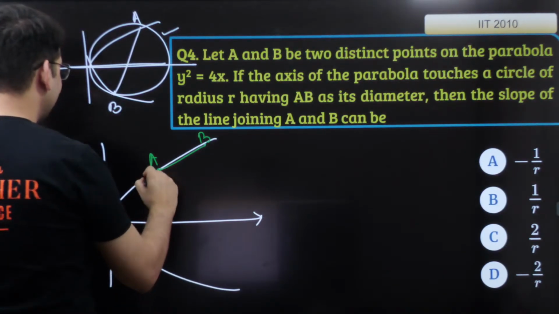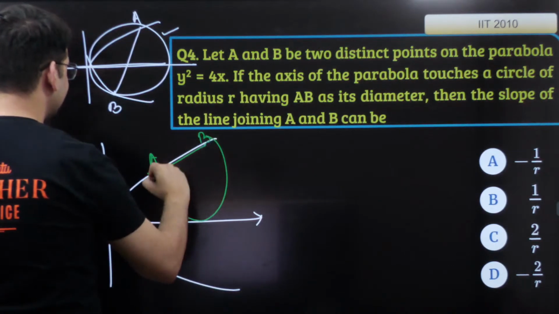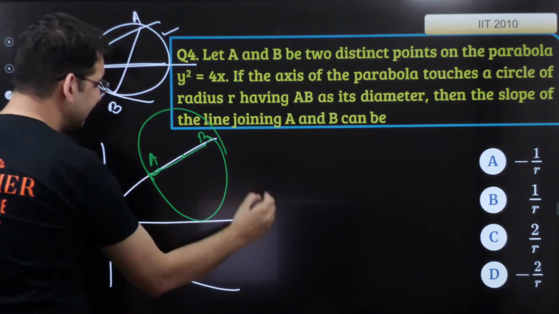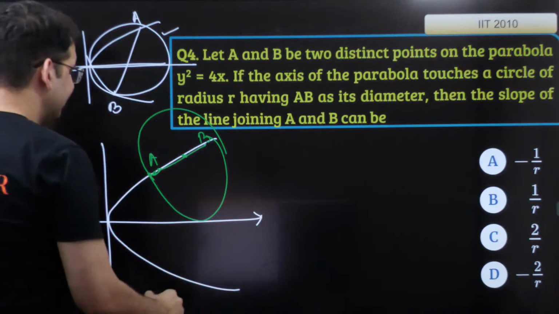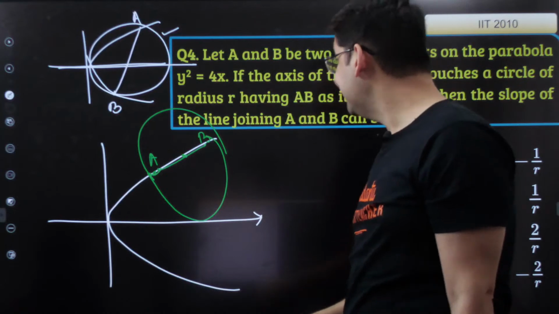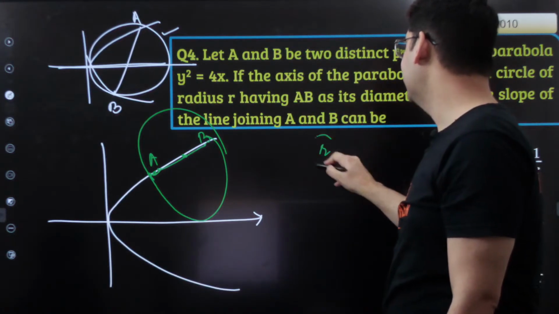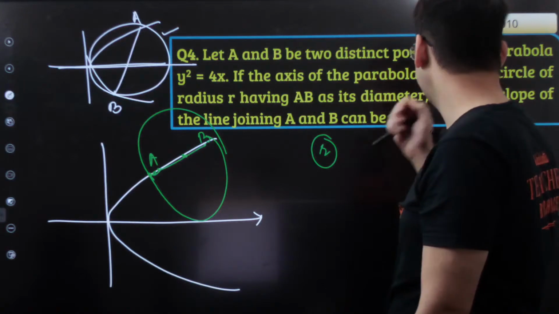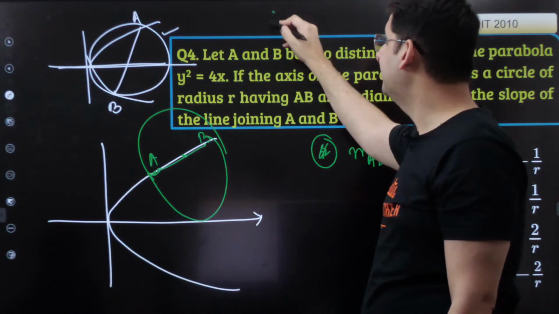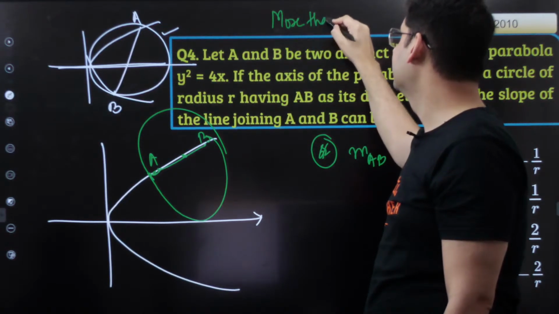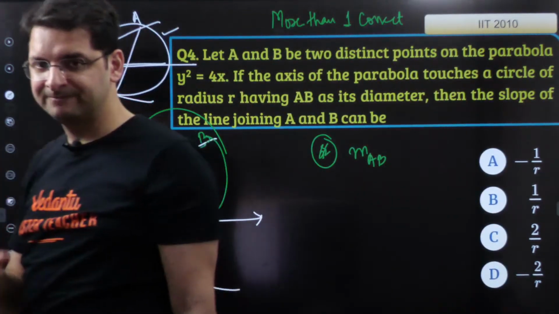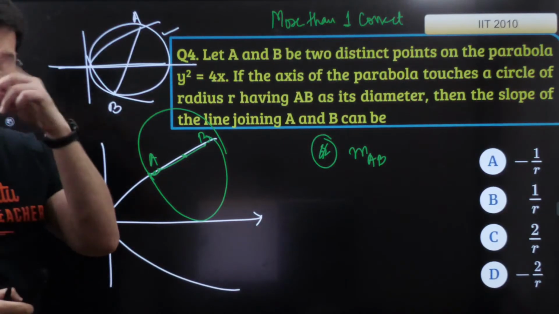Now what does it say? If we draw a circle with AB as diameter, it touches this axis. The axis is a tangent to the circle having A and B as diameter. The question is, what is the radius? The slope of AB in terms of radius we have to find. This is multiple, more than one correct, guys. Okay, let's see if you're able to do this.